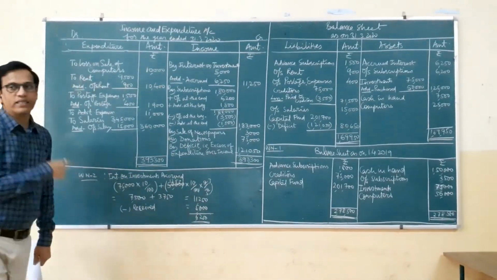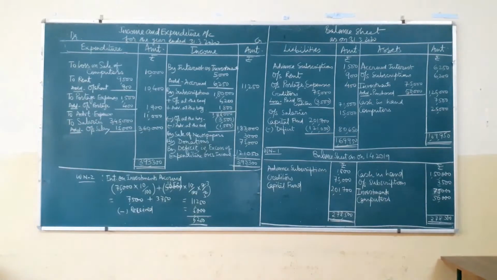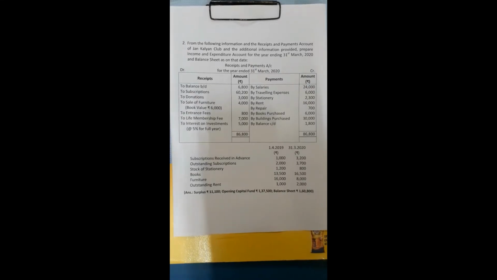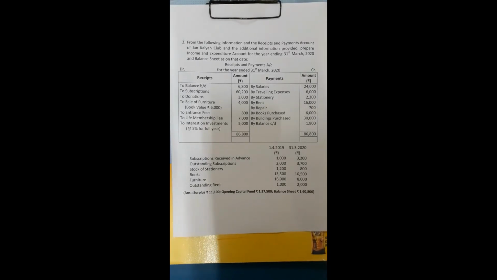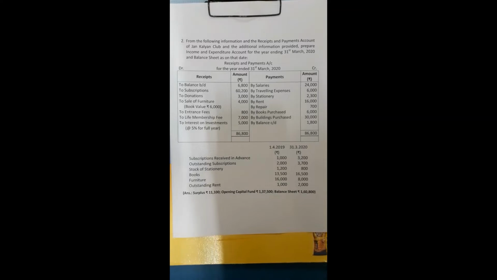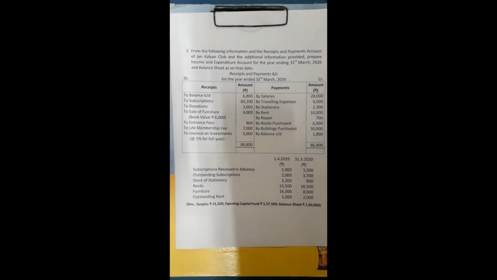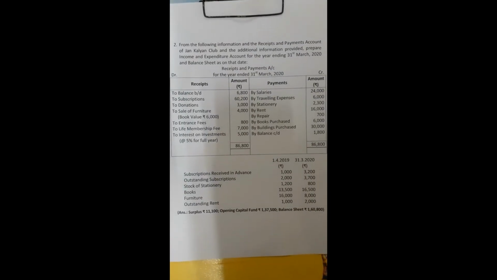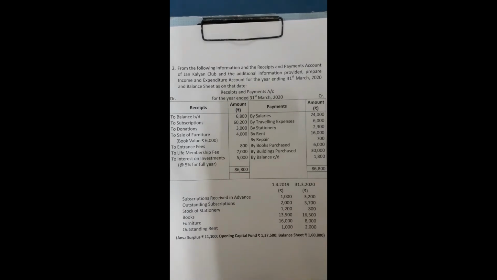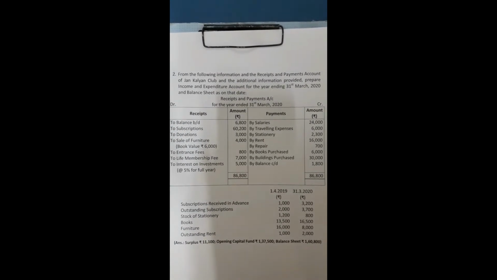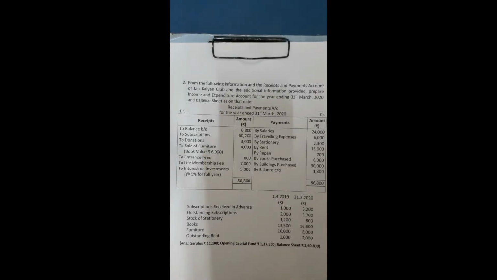So once have a look at it. So second question of our class today is, from the following information and the receipts and payments account of Jan Kalyan Club and the additional information provided, prepare income and expenditure account for the year ending 31st March 2020 and balance sheet as on that date. Receipts and payments account given is debit side, that is receipt side, to balance brought down. It means opening cash balance 6,800 rupees. It will go to the asset side of opening balance sheet.